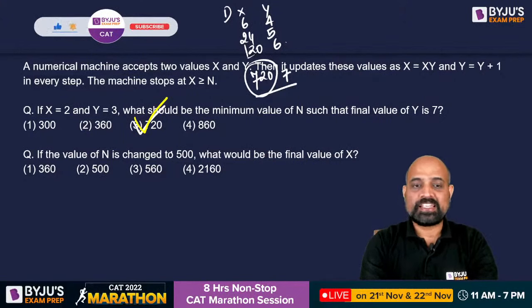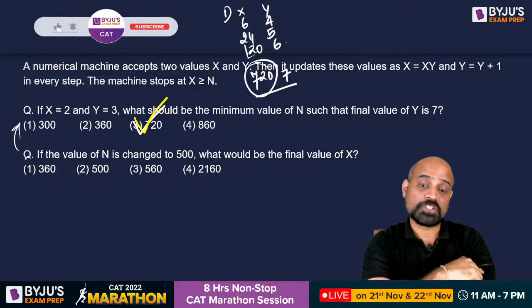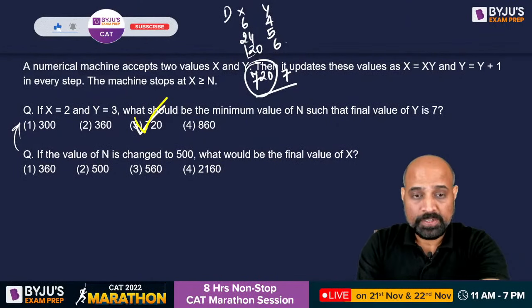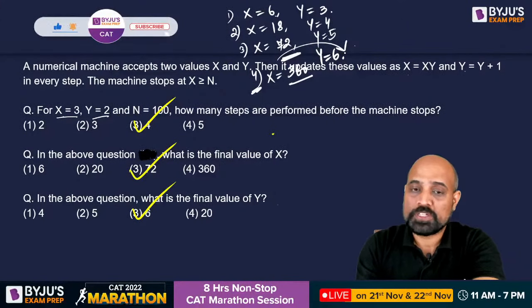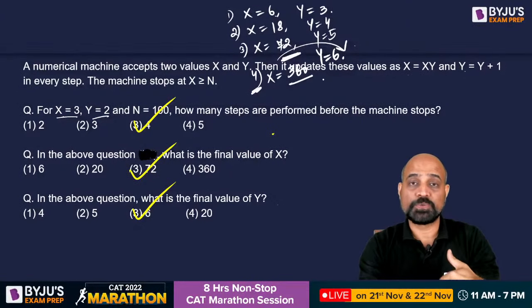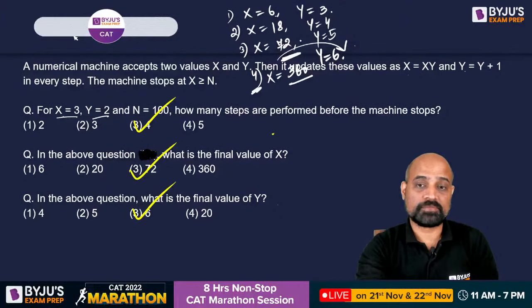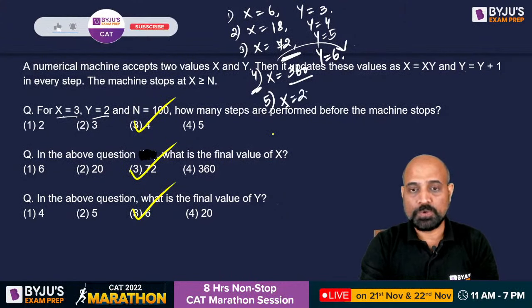Now, if the value of n is changed to 500, what would be the final value of x? Now, this question is not related to the previous one. This question is related to the one that we were doing initially, the first three questions, right? So, when x was 360, y was 6, and then x is going to be 360 into 6, which is going to be 2160, that is the value where it should stop, right? So the fifth step is going to be 2160 and y is going to be 7.